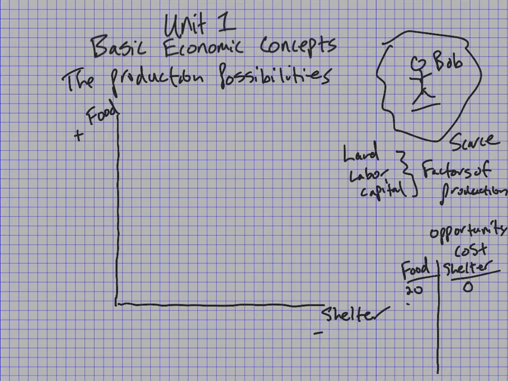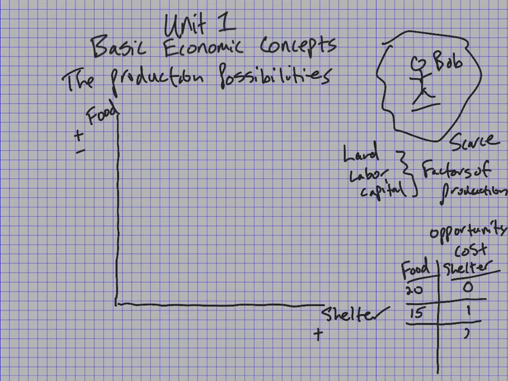So what about if I want to make, let's say, one shelter, one house, something like that? Can I still make 20 units of food and the one house? And remember, if I gain some of this one, I must give up some of this one. Remember, I have to give up something. There's an opportunity cost. So let's say I can only produce then 15 units of food, or 15 meals. All right, that's good.